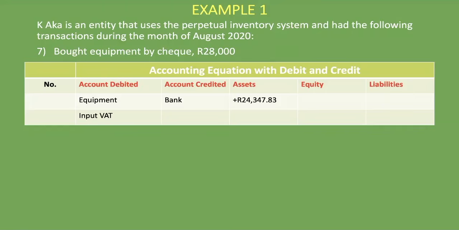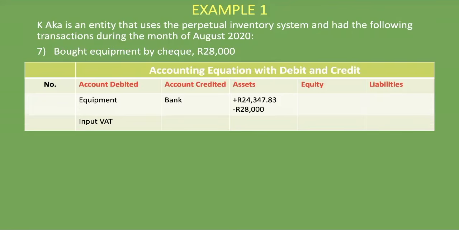And the second one we have there is the bank. Remember, bank, when we paid for this equipment, we paid the full amount including VAT. So we put 28,000 rand as a negative because money is leaving our bank.